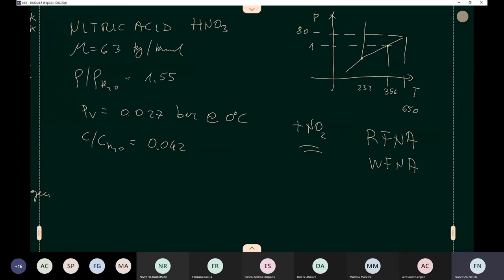That means red fuming nitric acid or white fuming nitric acid. So red means that there is NO2, and this is white. This is fuming, so the color of vapors. And if you include fluorine to inhibit corrosivity, you have different acronyms that become IRFNA or IWFNA. That means inhibited red fuming nitric acid and inhibited white fuming nitric acid.